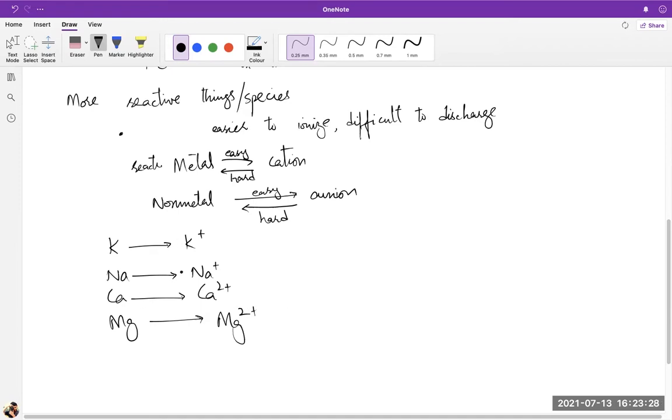And the reverse process is going to be: magnesium ion converting back to magnesium atom is easier. Calcium converting back to calcium atom is slightly more difficult. Sodium ion becoming sodium is even more difficult, and potassium ion converting to potassium is even more difficult. So the more reactive anything is, the harder it is to discharge, and the easier it is to ionize. So that is something that you have to consider. Whenever you have something becoming an ion, a reactive thing will become an ion faster.